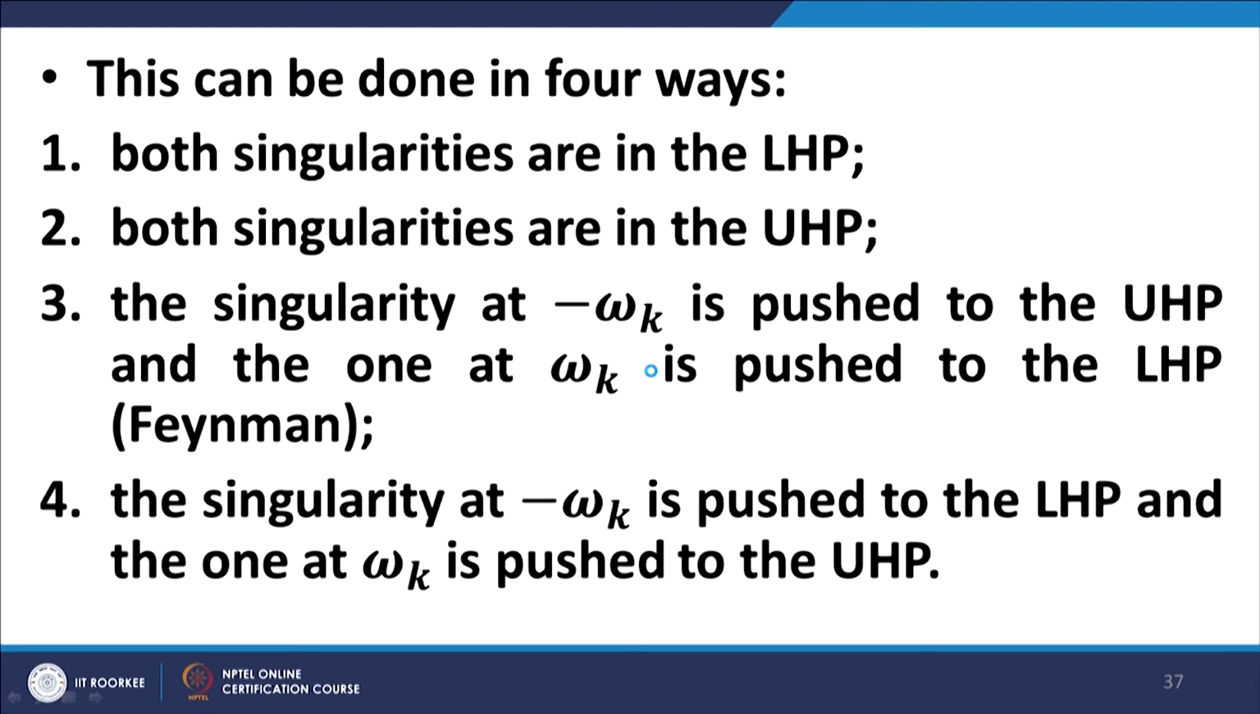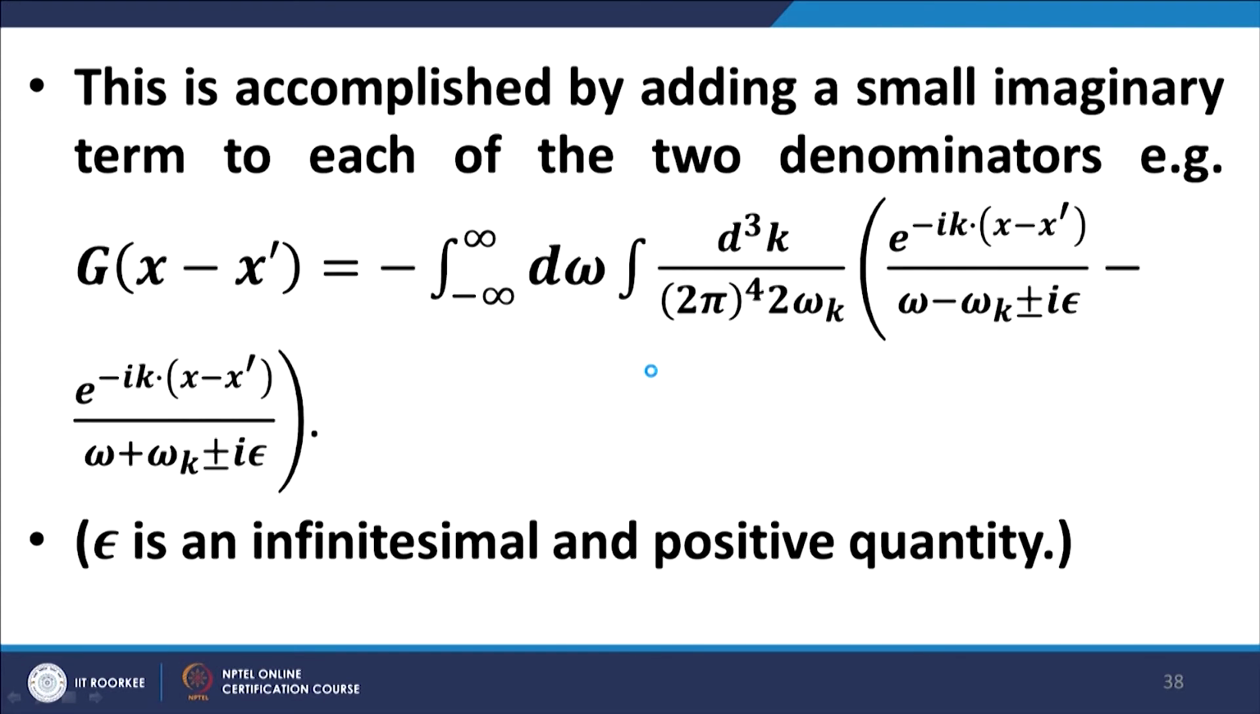In other words, the fourth has singularities in the third quadrant and the first quadrant, and the third one has singularities in the second quadrant and the fourth quadrant. And the first one has singularities in the third and fourth quadrant, and the second one has singularities in the first and second quadrants. How do we do it?